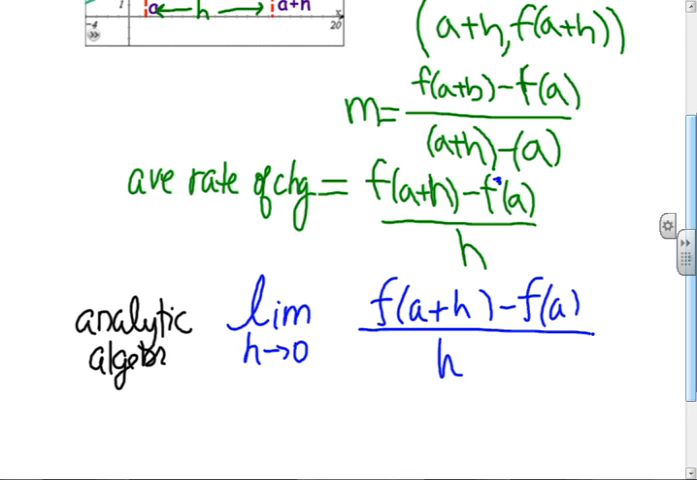Actually, algebra is more than that. Algebra is really mathematical reasoning. So that's what algebra is.